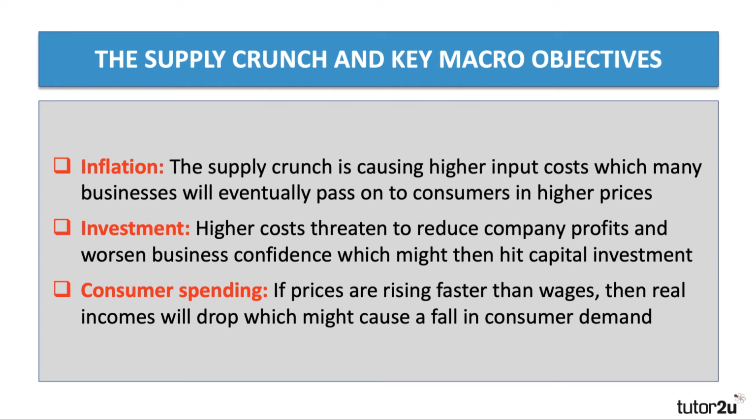A third consequence could be for consumer spending. You see, if prices are going up by, let's say, 3, 4, 5%, but wages aren't rising as fast, then for people in work, their real incomes will fall, which might cause a reduction in consumer spending, of course the biggest single component of aggregate demand.